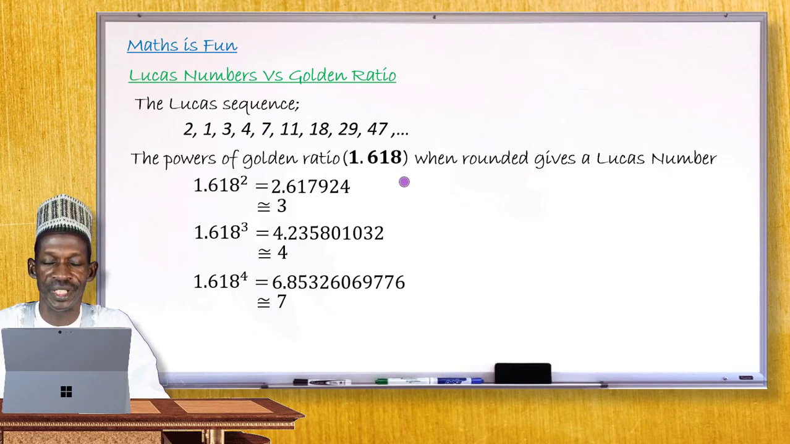So this golden ratio has a strong relationship with the numbers in the Lucas sequence. As you can see, when you raise the golden ratio to appropriate powers and round the result, what you have in the end is one of the numbers in the Lucas sequence. So you can now find other powers of the golden ratio, round them, and see whether it's among the Lucas numbers.